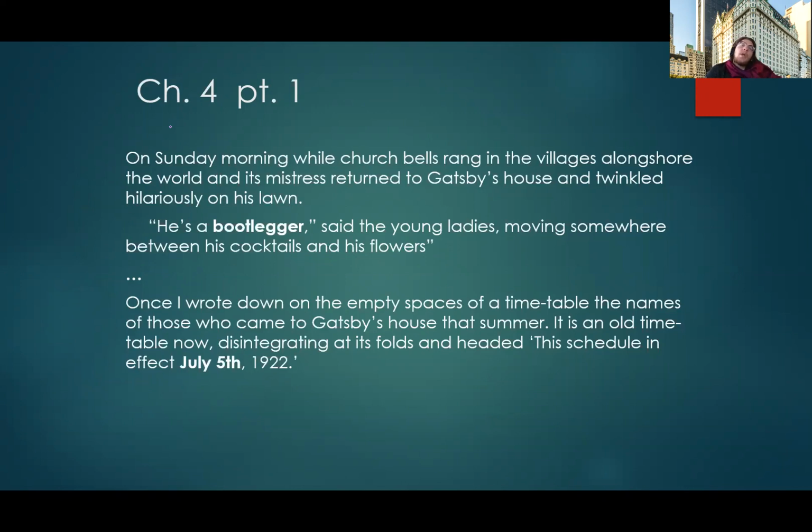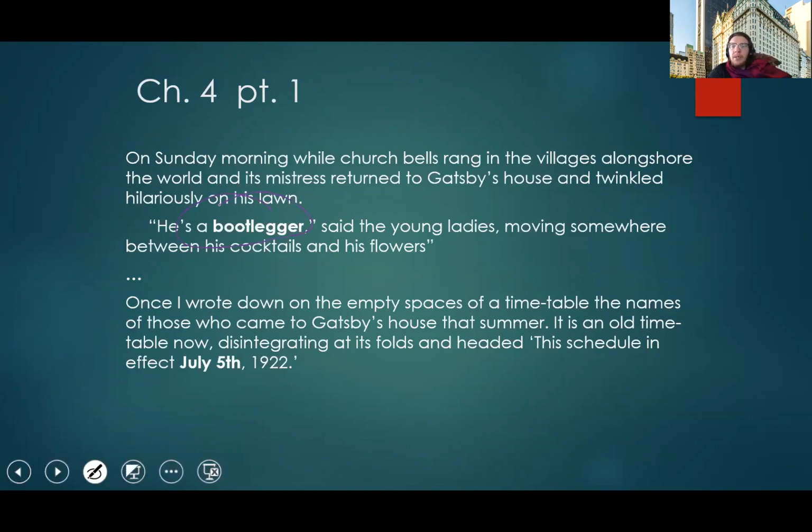"On Sunday morning, while church bells rang in the villages along shore, the world and its mistress returned to Gatsby's house and twinkled hilariously on the lawn. 'He's a bootlegger,' said the young ladies, moving somewhere between his cocktails and his flowers." Sunday mornings, you'll remember, this is the third day of the parties that begin Friday night, all day Saturday, and now Sunday morning. And we get one of these moments of rumor around Gatsby.